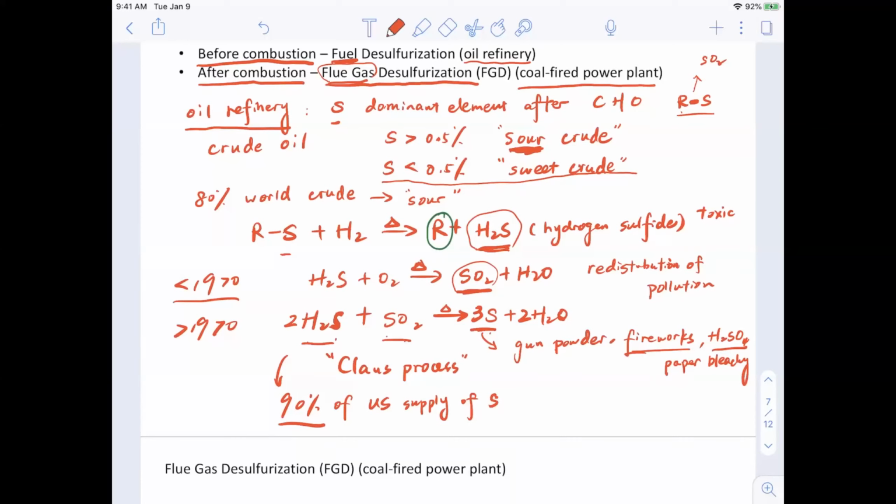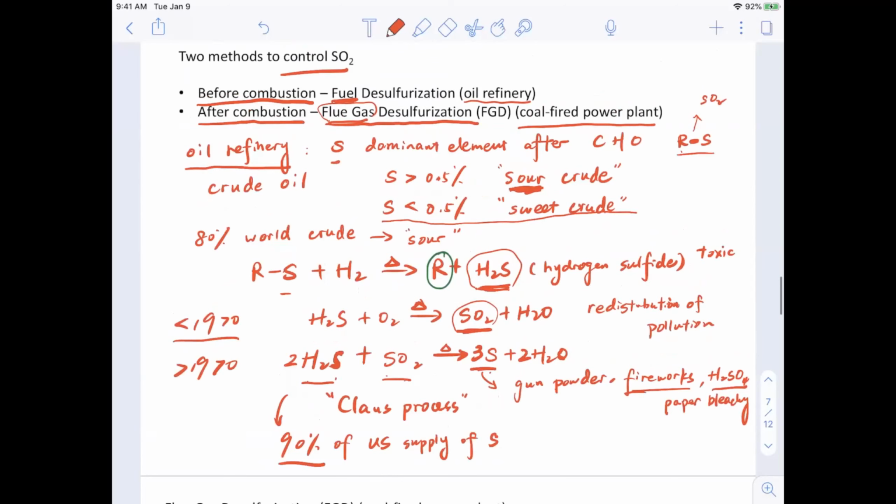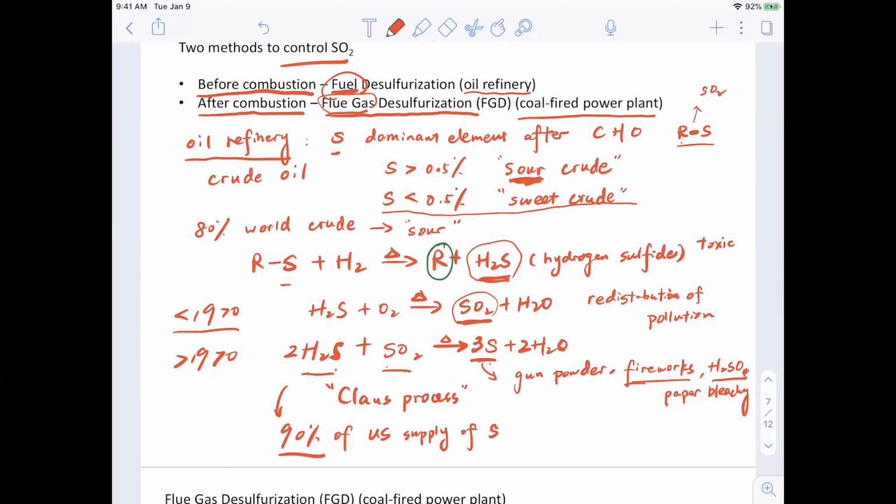So next time when you go to see the fireworks, when you smell the sulfur dioxide, you can think of this process. It's coming out of the oil refinery. This is a very effective solution. Okay. So this is the fuel desulfurization. You can see that basically this method can deal with the sulfur in the crude oil, right?